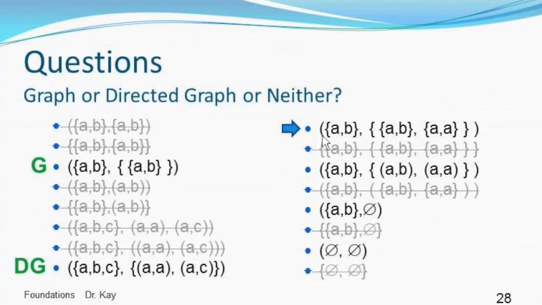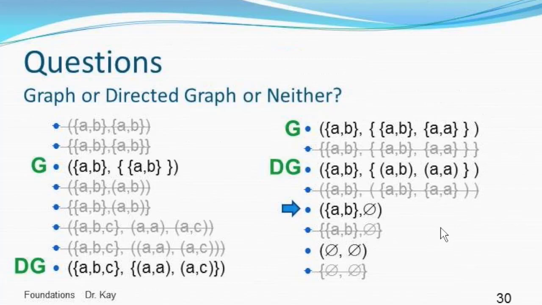Again, we have a tuple here. Inside it, we have a set of vertices and another set that could be edges from A to B and A to A. These are sets, so I guess that's a graph. Here's a tuple. We've got vertices and edges where the edges are tuples, so that's fine. That's just pairs, so that looks good.